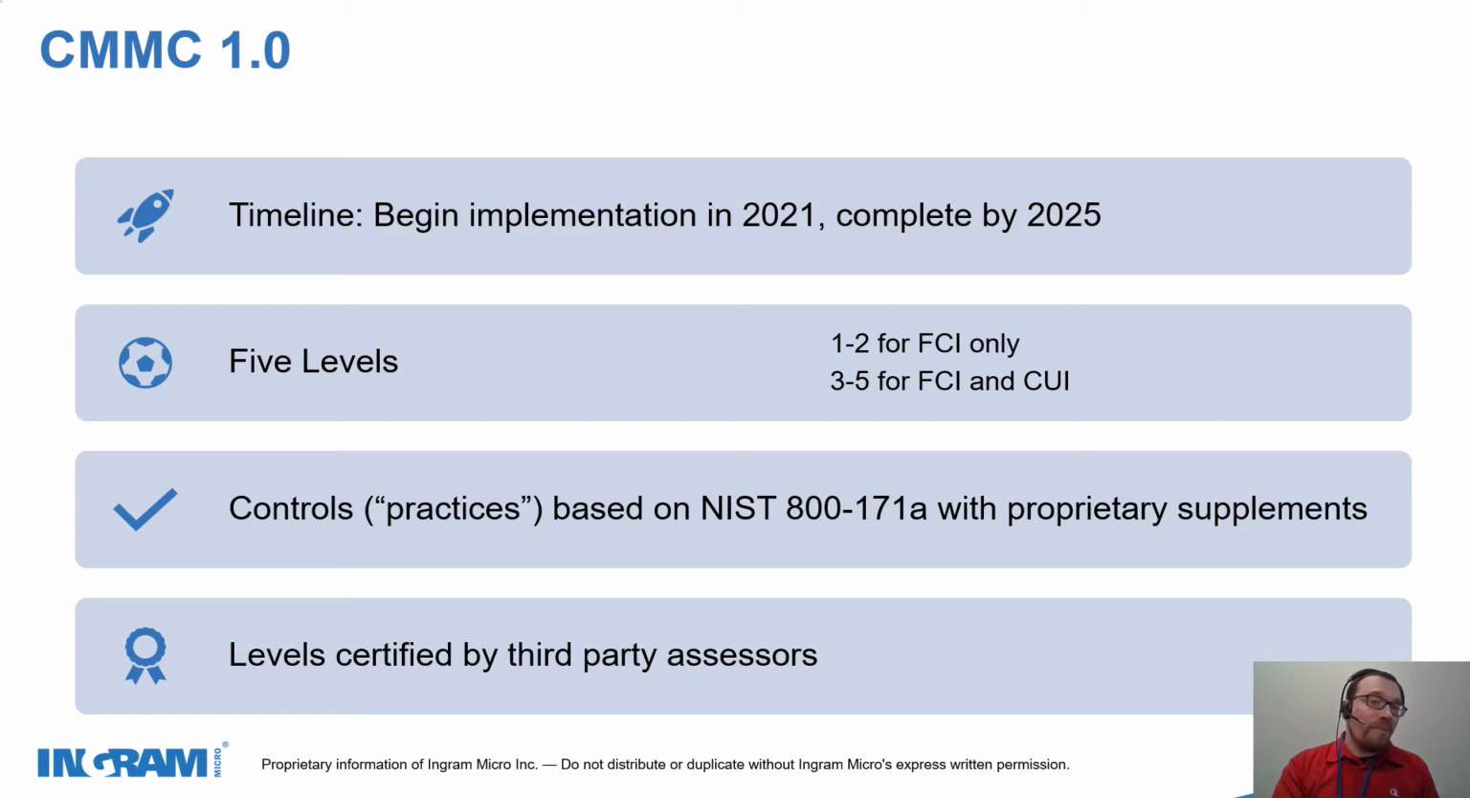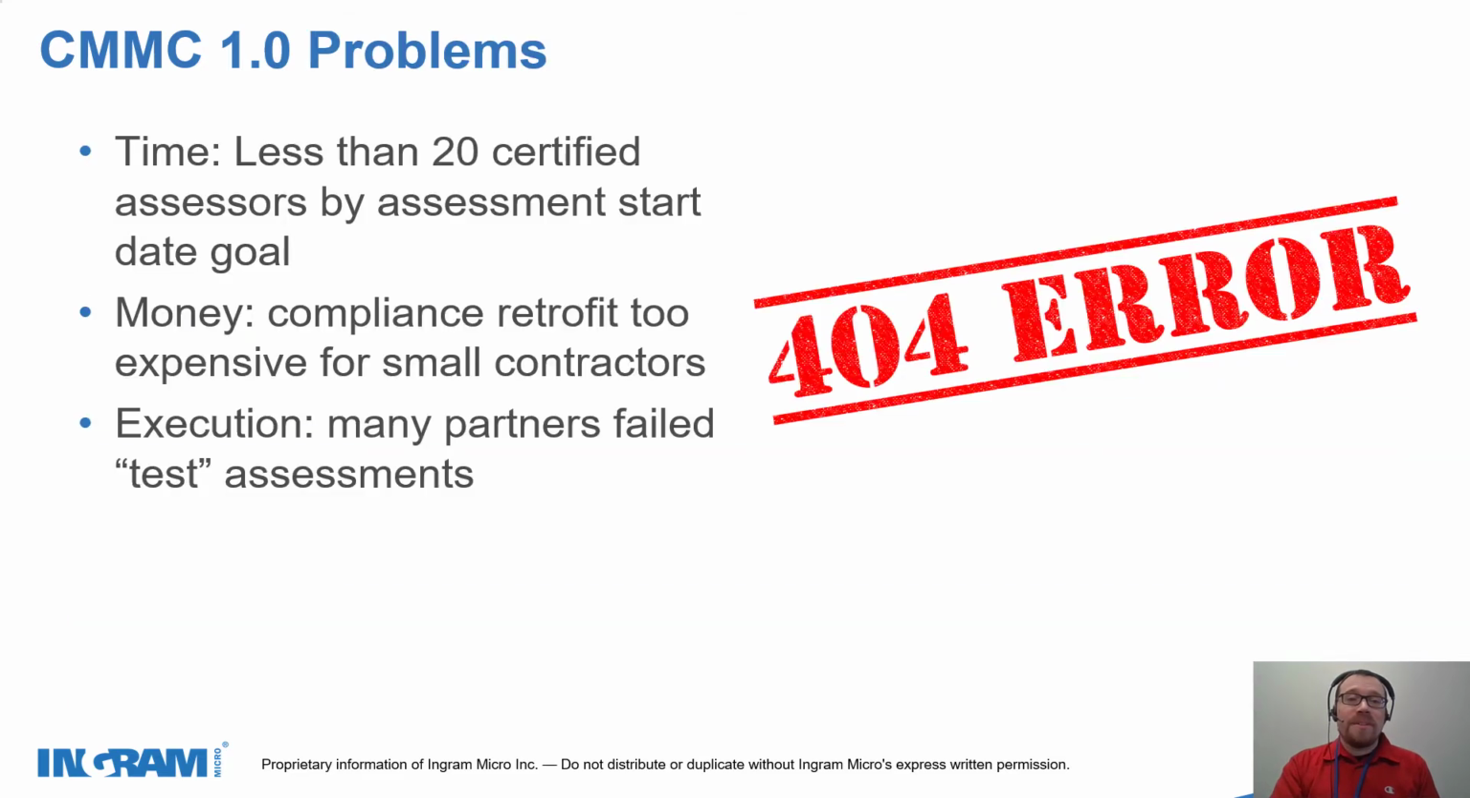The controls or practices that were going to be graded in the Cybersecurity Maturity Model Certification, CMMC, were based on NIST 800-171A, but there were also proprietary supplements and changes made to reflect what the DoD, Department of Defense, thought was needed to get up to security standards. And for the levels that you wanted to be at, you had to be assessed by a third-party assessor organization, a C3PAO.